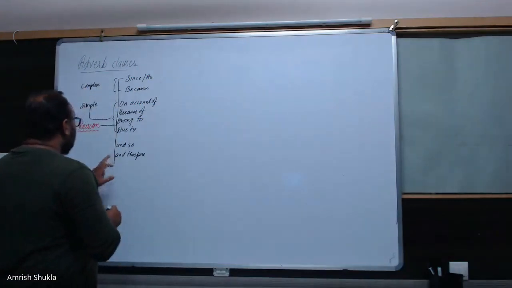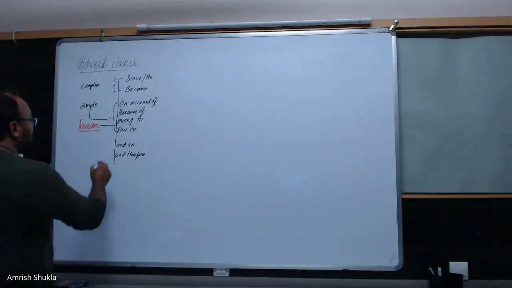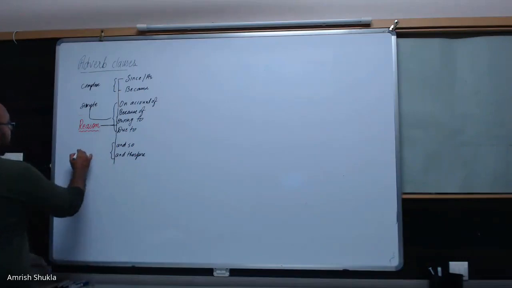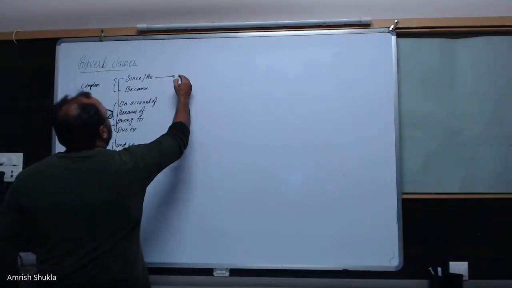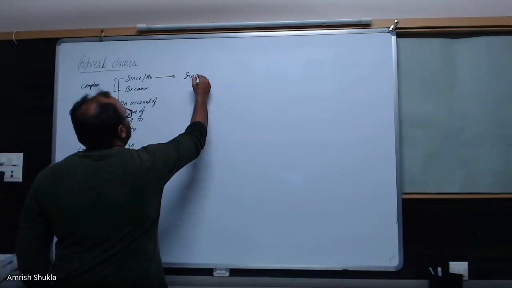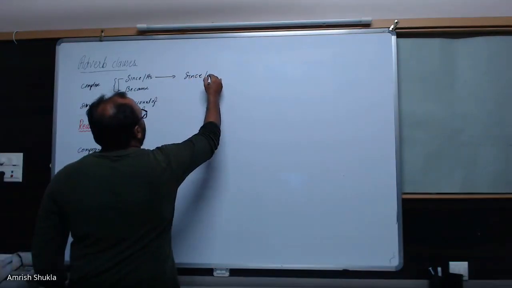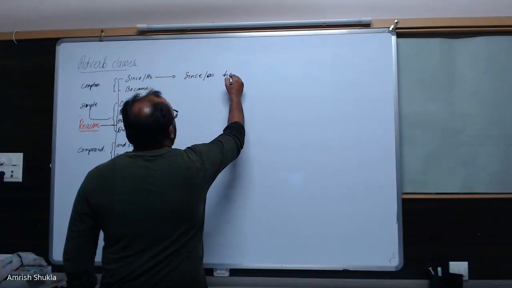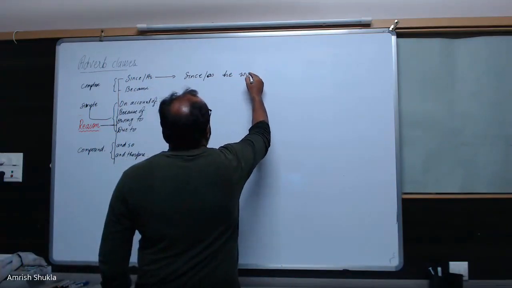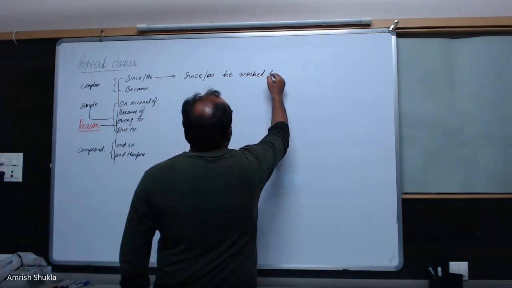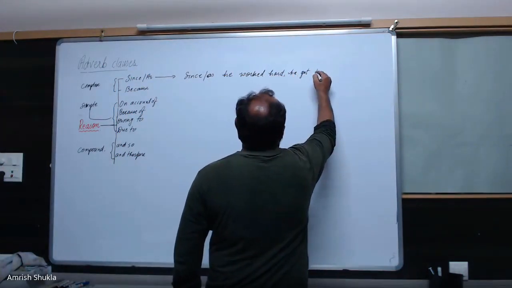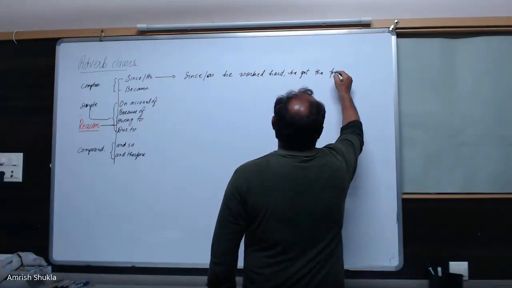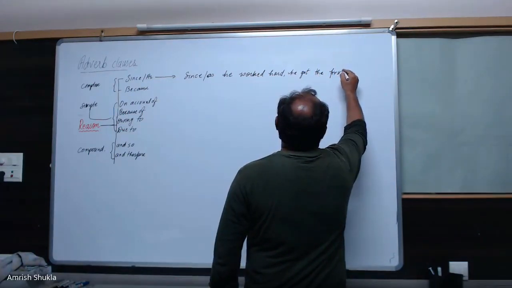So let us go ahead with this use of. These are used in a compound sentence. However, let us write the sentence: since or as he worked hard, he got the first rank.